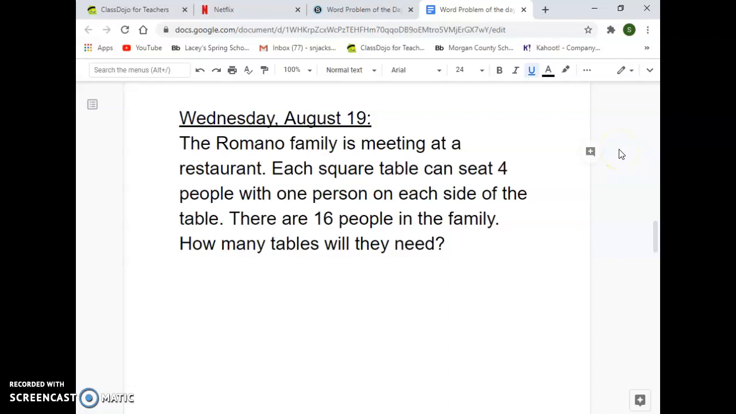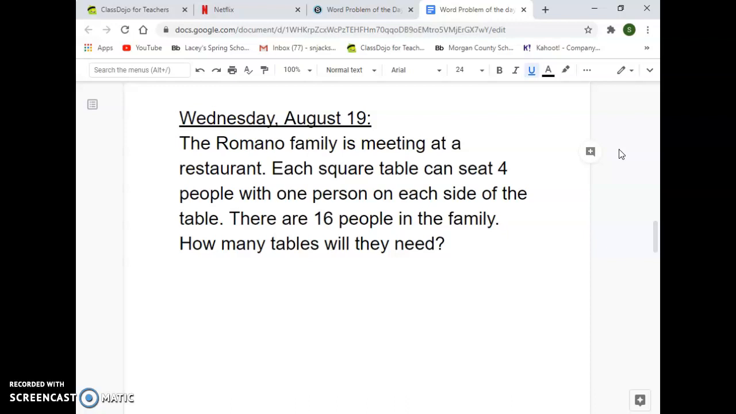If you're watching this, it's Thursday and you have already completed your word problems for Monday, Tuesday, and Wednesday. Remember, you can't go back and change your answers now because I've already checked them. So today we're going to review Wednesday's word problem before you go ahead and work on Thursday's word problem for today.